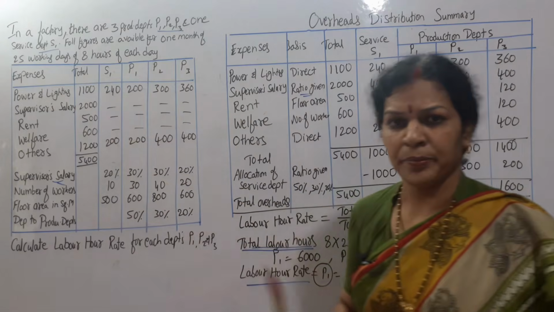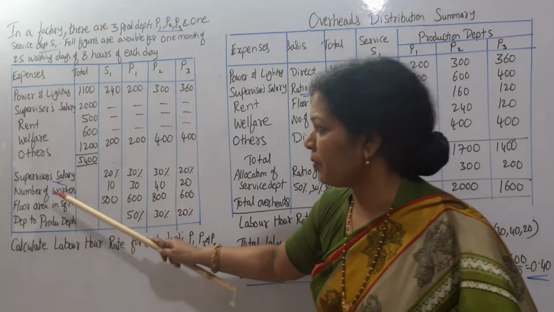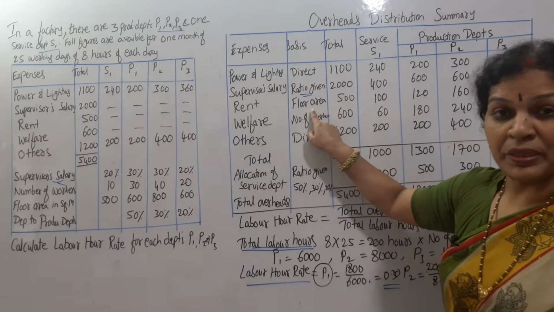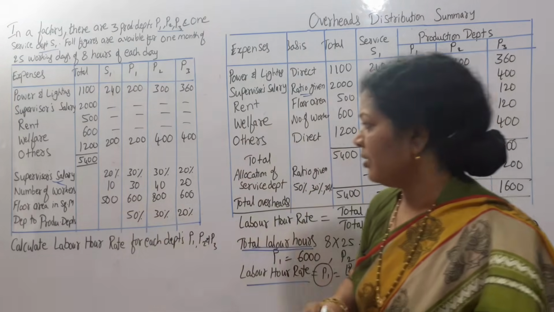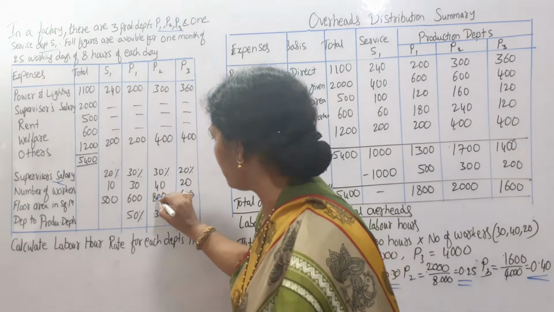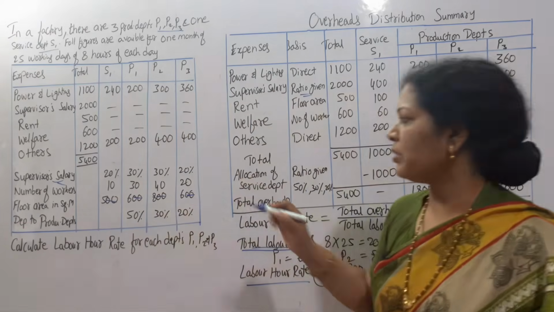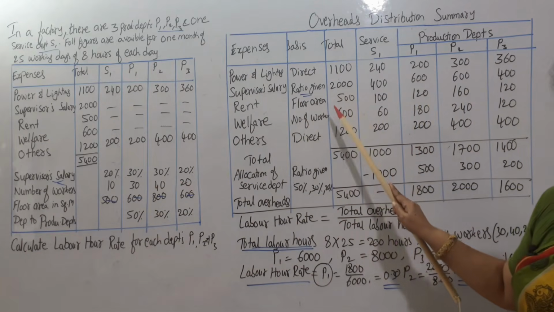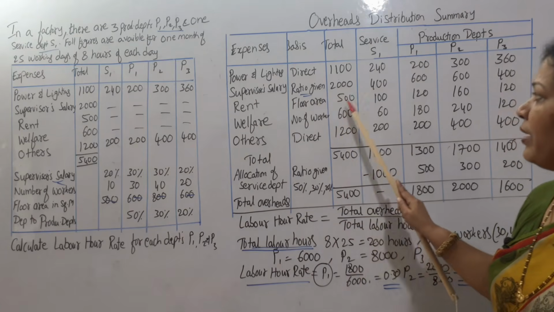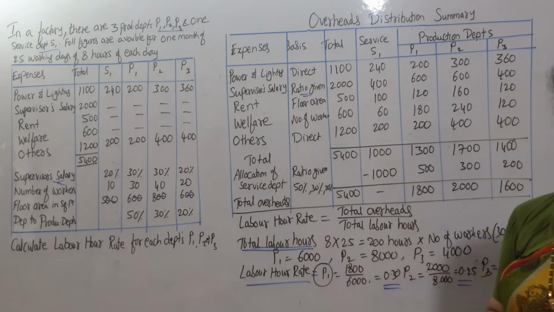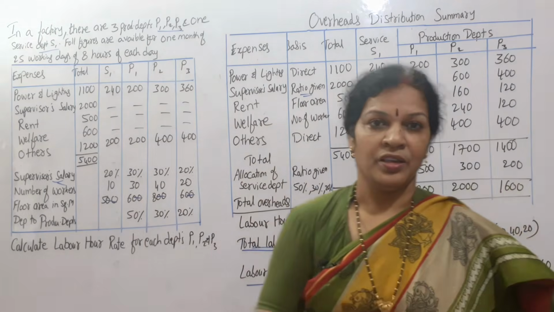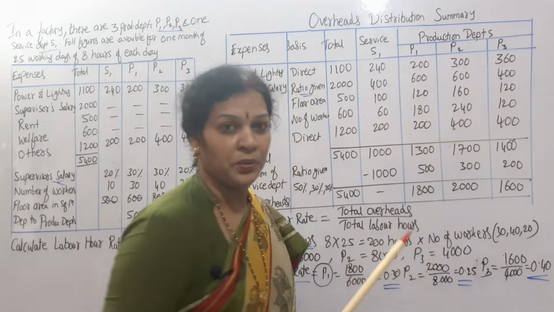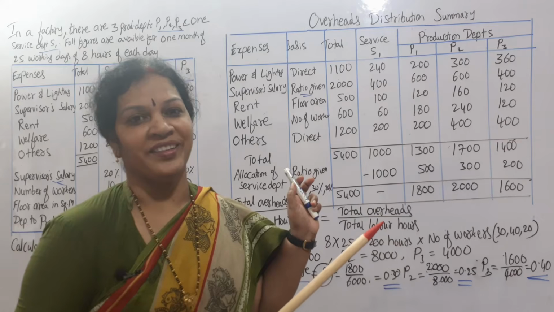Next one, rent. You know that rent is always based on the floor area. So rent is 500, based on the floor area. Floor area is here, so we can take a ratio of 5:6:8:6. In this ratio I have distributed the 500 rupees on the basis of floor area. If we distribute it, you will get 100, 120, 160, 120. Calculate and see calmly.